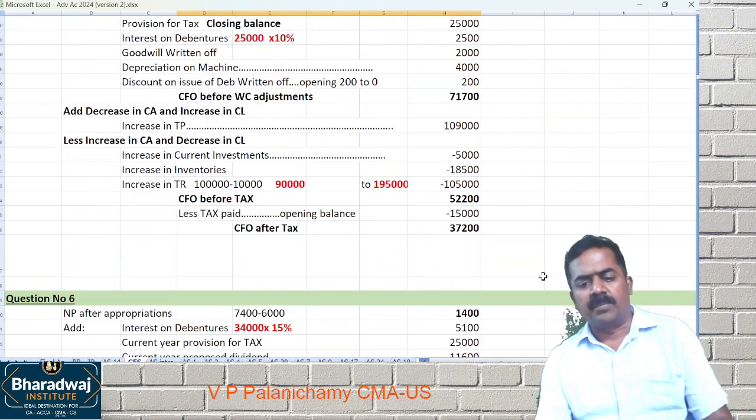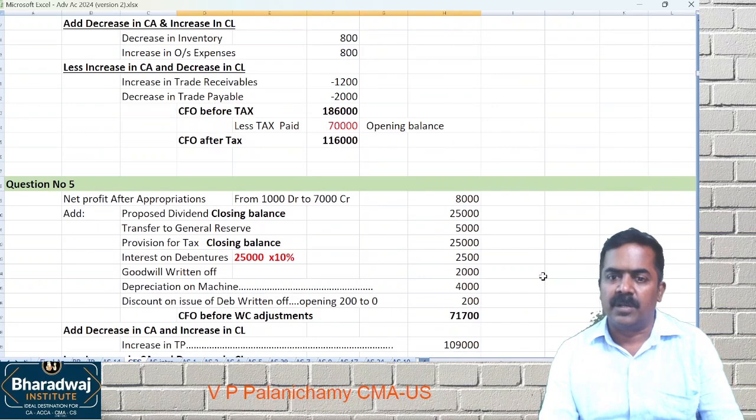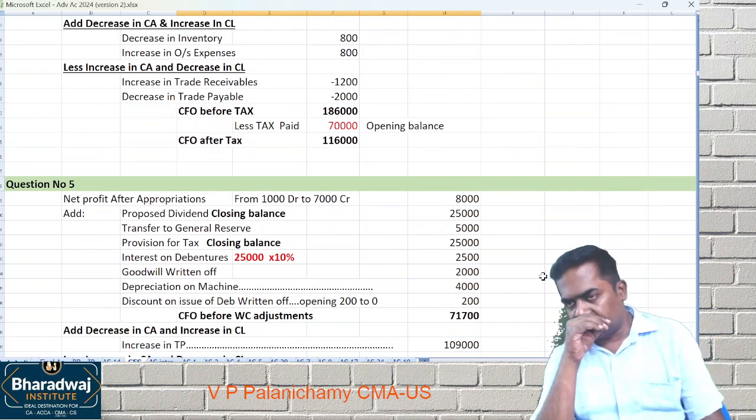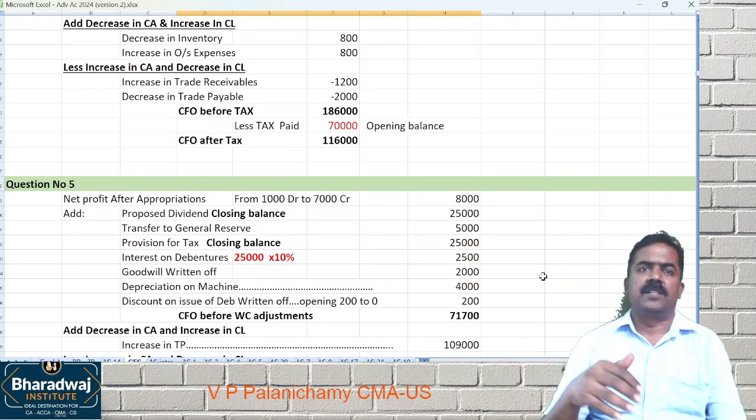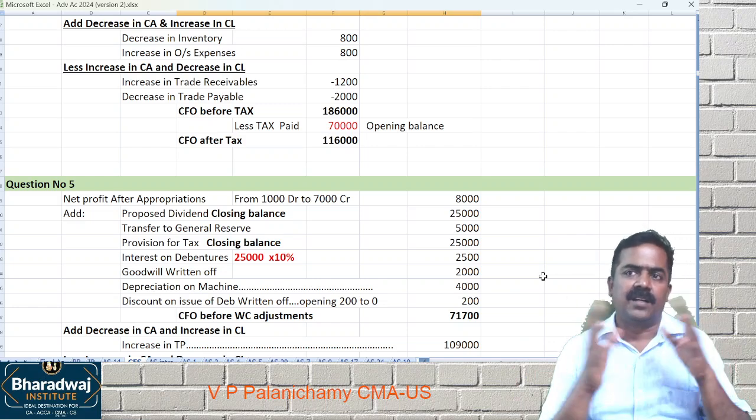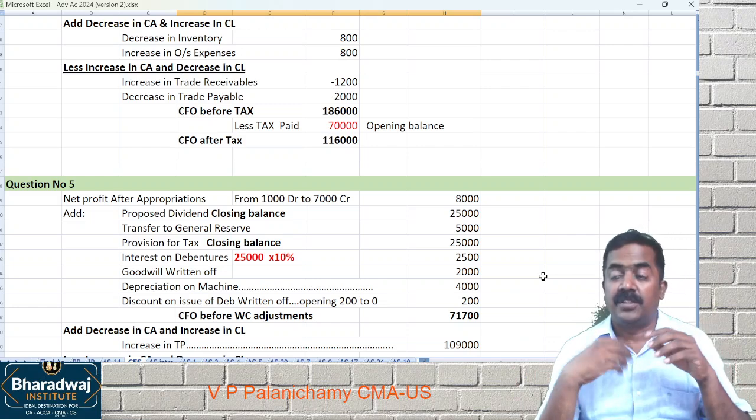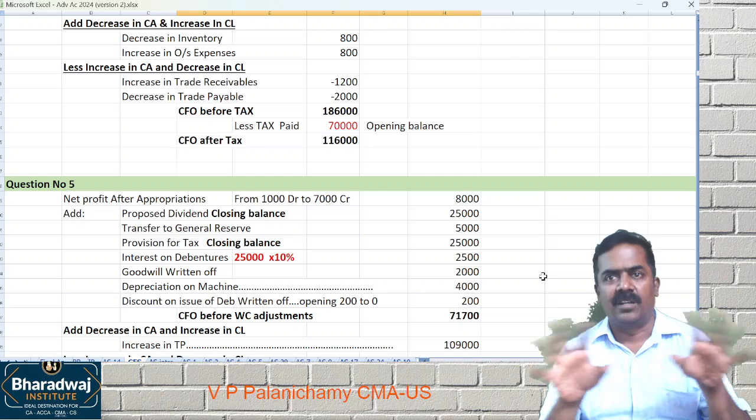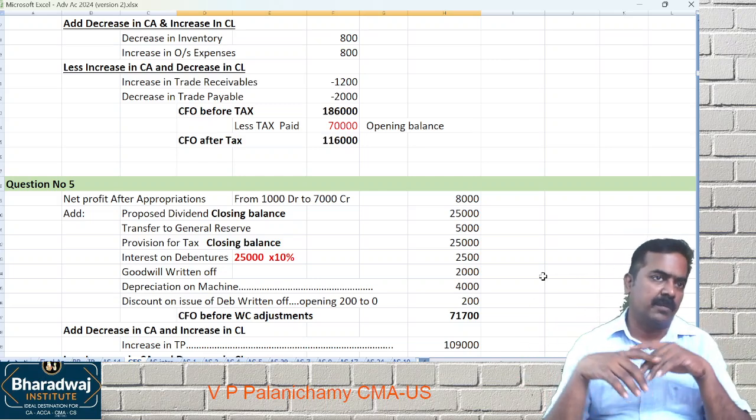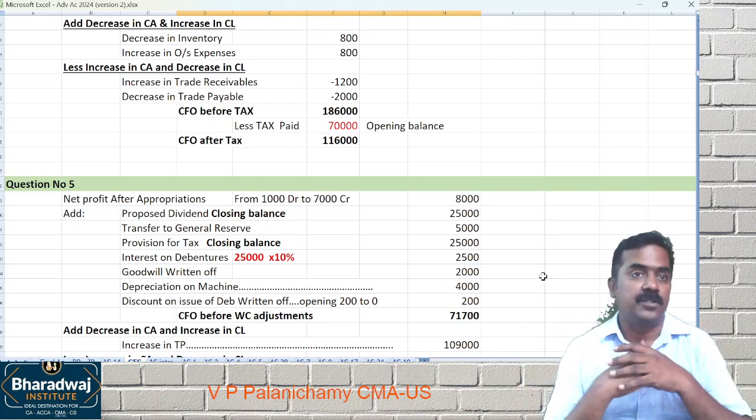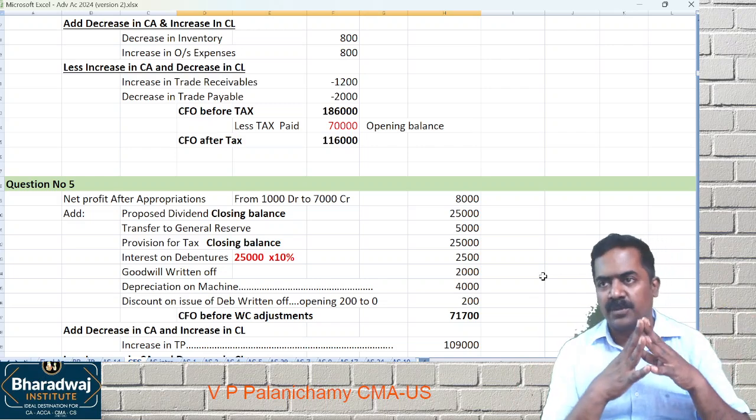Then sometimes you can find non-cash activities. What do you mean by non-cash activities? Shares issued for purchase of asset. Where will it come? Share issued for purchase of asset is a non-cash item. It will not come in what? Cash flow statement. Debentures converted into shares. It will not come in cash flow statement.